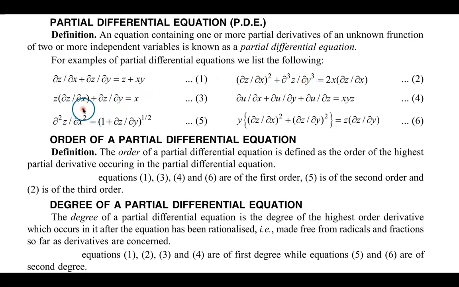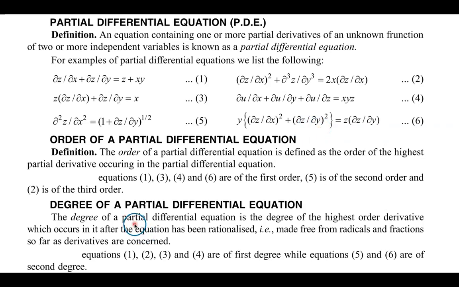In example 3, the order will be 1, since there are no derivatives of higher order. In example 4 also, we are given only first order partial derivatives. So, the order of the equation will be 1. Whereas in example 5, we have a partial derivative of second order. So, its order will be 2. In example 6, we have only partial derivatives dou z by dou x and dou z by dou y. Hence, its order will be 1.